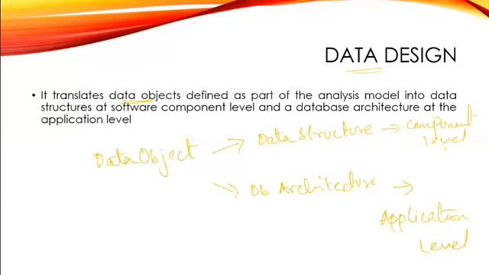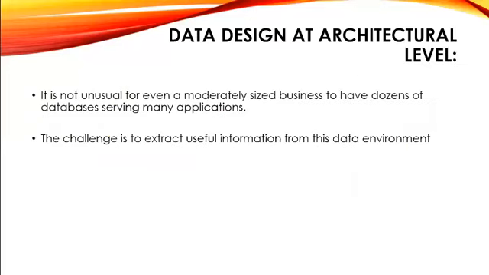Now, the component level is going to tell you what the different components within the software are. So you'll get to know the different data structures and how they are implemented. Whereas the application level means how you're working with the software, how it is going to be represented in the end user's view. So it is your database architecture, how data is stored and how it will be represented. Now, this is the data design at an architectural level.